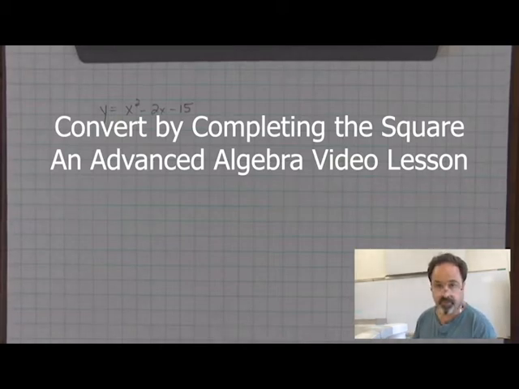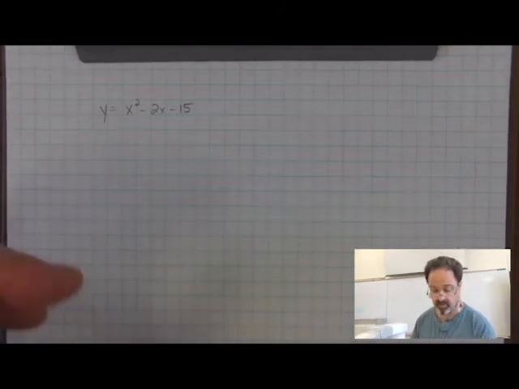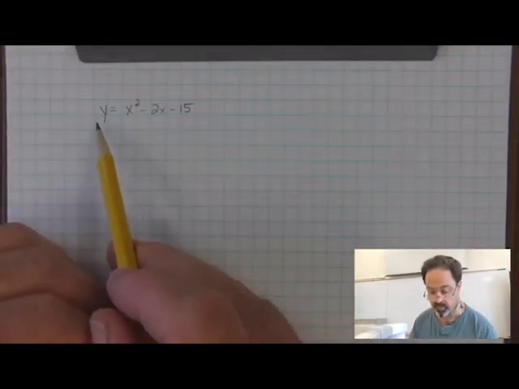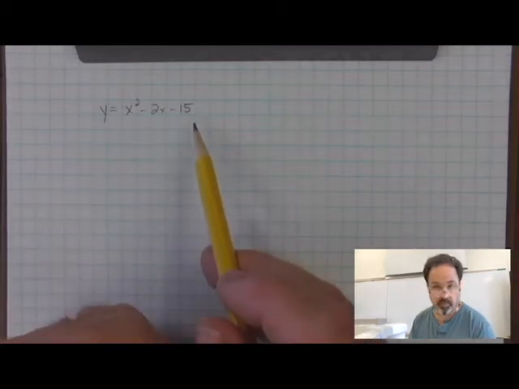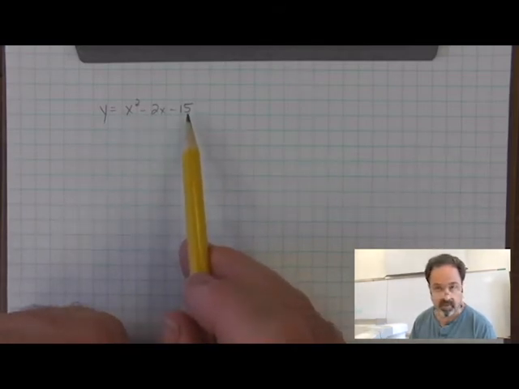VLSos here. This is a video lesson on converting a quadratic equation into graphing form by using the method of completing the square. I have a quadratic equation in standard form, which is very useful for using the quadratic formula because in standard form I can easily observe the coefficients a, b, and c.